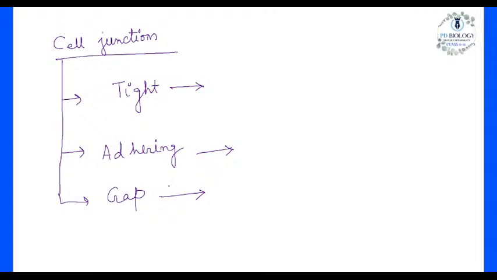Tight junctions help to stop substances from leaking across a tissue. Anyhow, they prevent this.